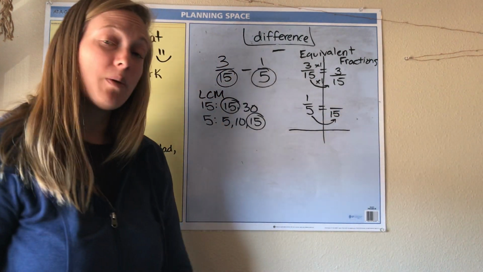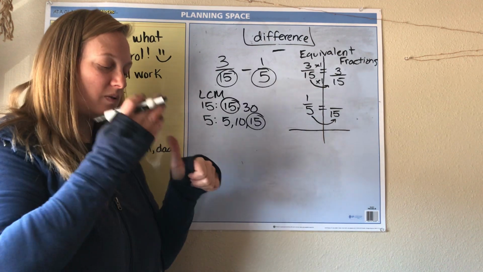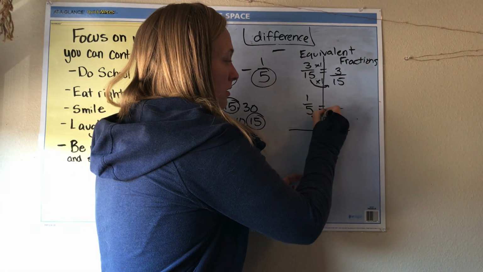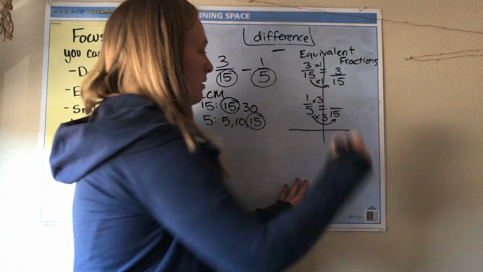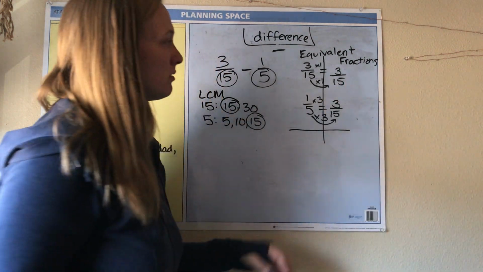5 to 15, what am I multiplying by? I'm multiplying by, counting by 5s, 5, 10, 15. Multiplying by 3. Multiplying by 3 up here. Okay, 1 times 3 gives me 3.